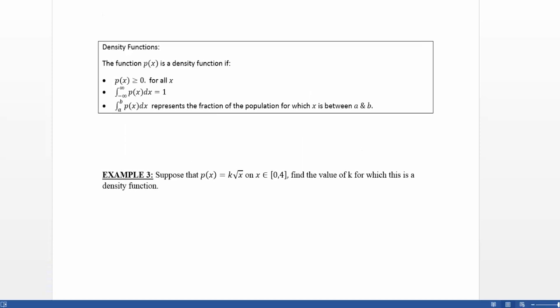The function little p of x is a density function if little p of x is always greater than or equal to 0 for all x. So the things that we measure should only have positive values. The integral from negative infinity to infinity of little p of x dx equals 1.